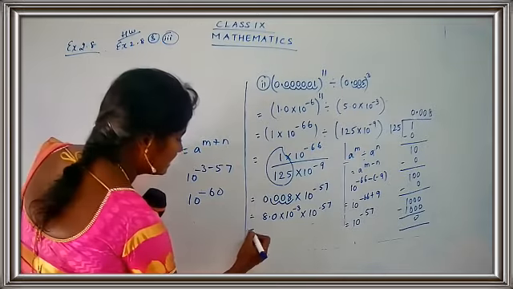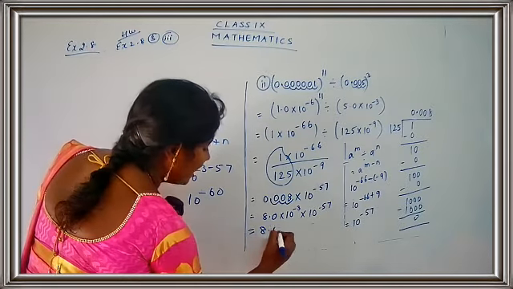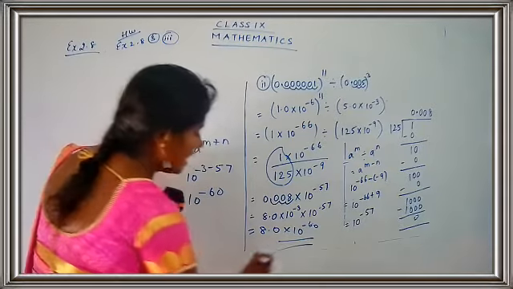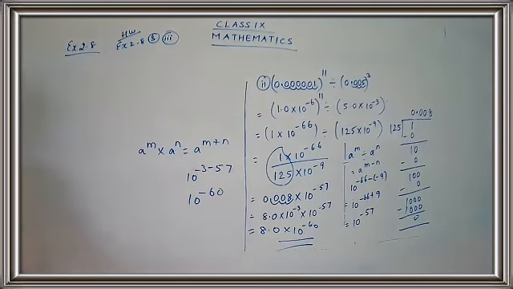Let me write the final answer here. It's 8.0 into 10 raised to minus 60. This is the final answer. I hope you are clear with the multiplication and division of the numbers, children.